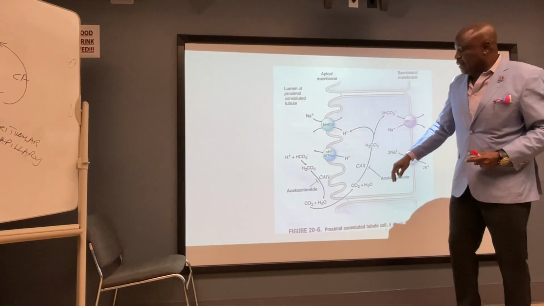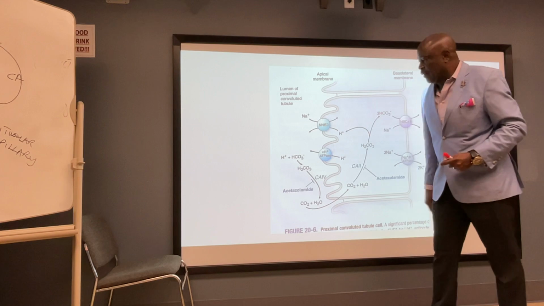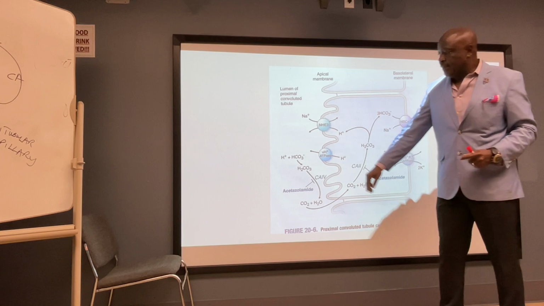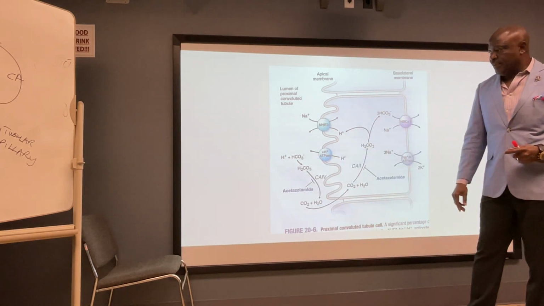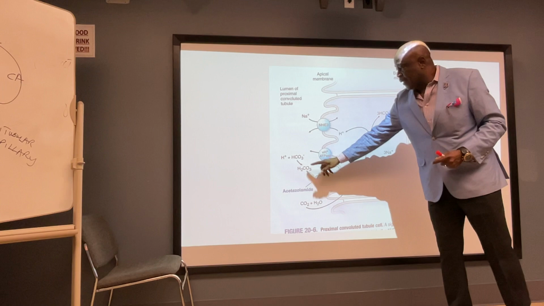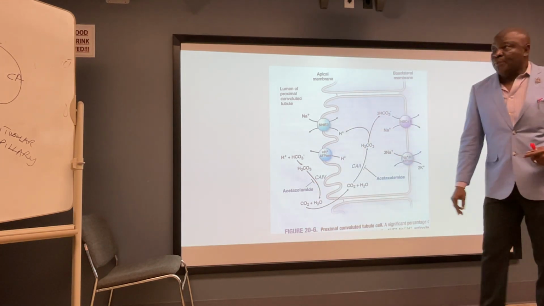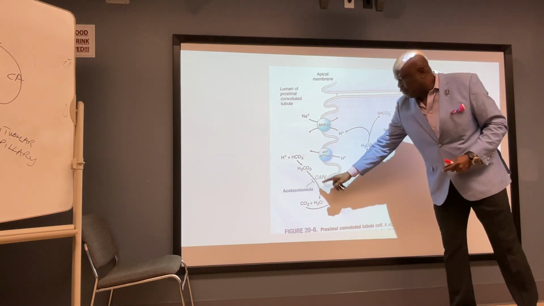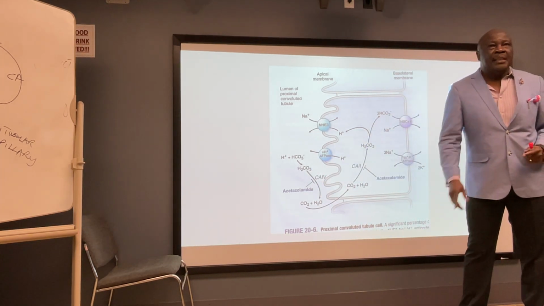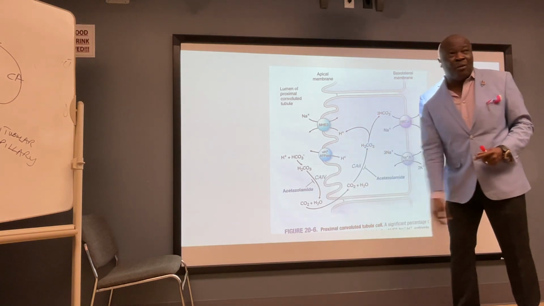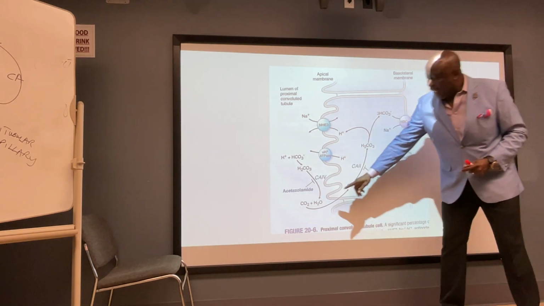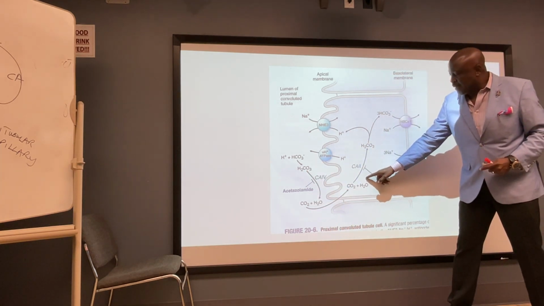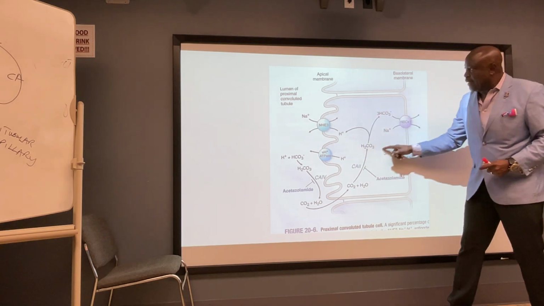Now, look at the hydrogen ion and the bicarbonate combining to form carbonic acid, H2CO3. The H2CO3 breaks down to carbon dioxide and water. And this happens under the influence of carbonic anhydrase. This happens to be carbonic anhydrase type 4. Now the carbon dioxide and the water that is formed from the carbonic acid gets transported inside the cell.